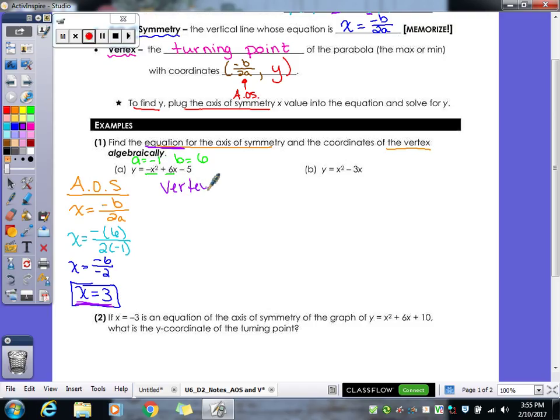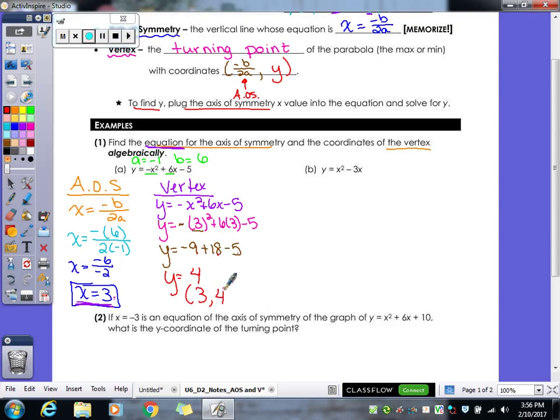So now we can go ahead and find our vertex. So we take our original equation. And what we're going to do is we're going to plug in what we just got for x in for x. So it's going to be negative 3 squared plus 6 times 3 minus 5. So 3 squared is 9, but then we got this negative sign out in front here. 6 times 3 is 18, and then minus 5. So when we subtract this, negative 9 plus 18 is 9, minus 5 gives us a 4. So our vertex is going to be the point 3, comma 4.